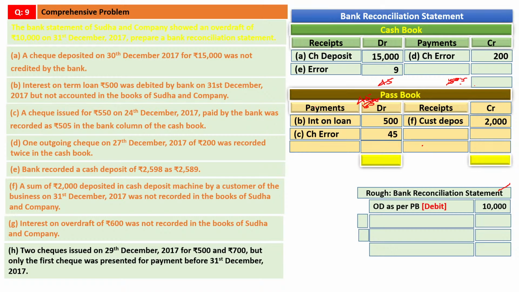G. Interest on overdraft rupees 600 was not recorded in the books of Sudha and Company. Interest on overdraft, okay. So interest on overdraft is a charge the banker could have debited, right? So in the payment side they could have recorded, but we are not recording that as we are not aware about that.